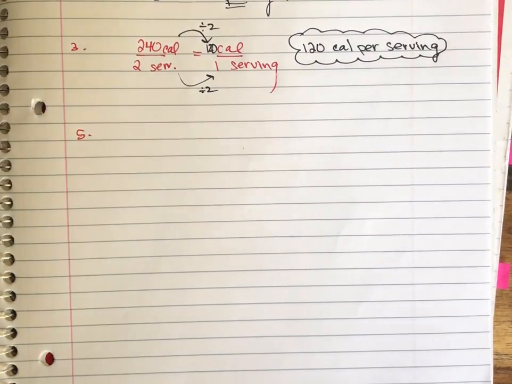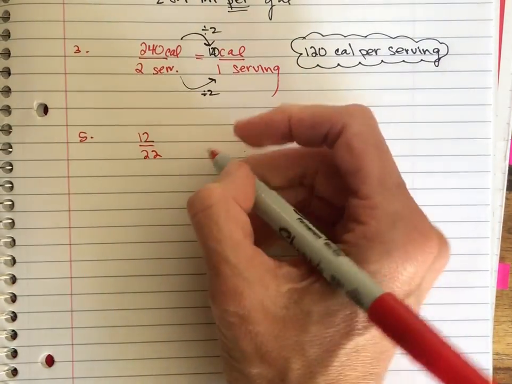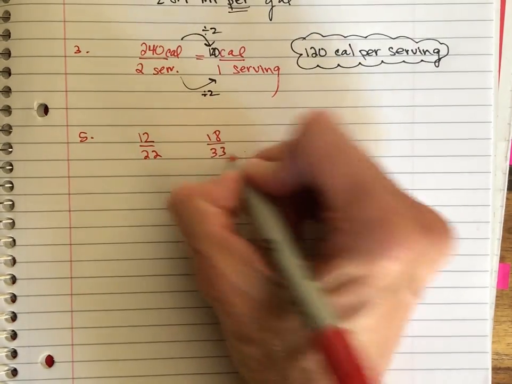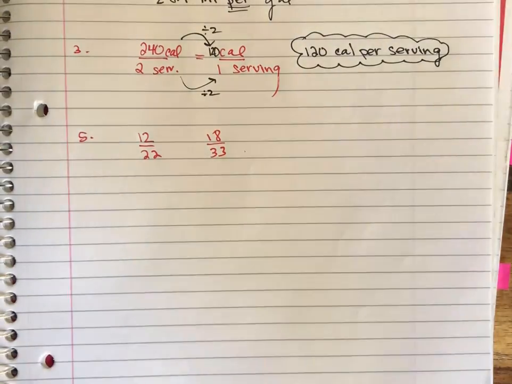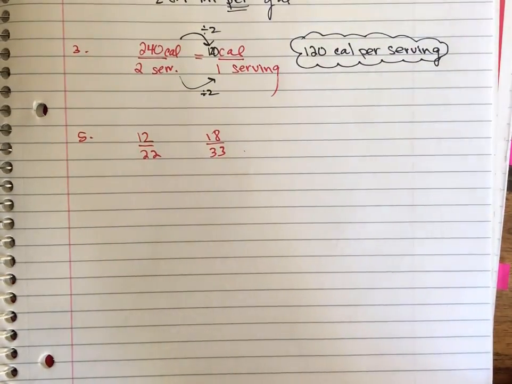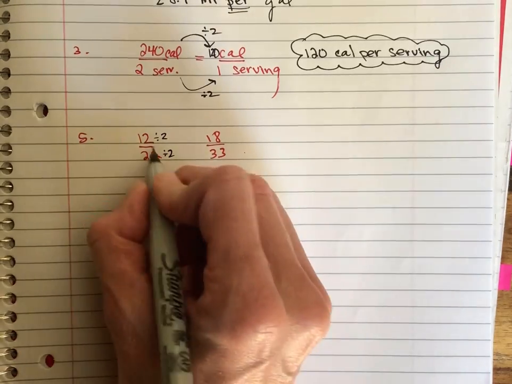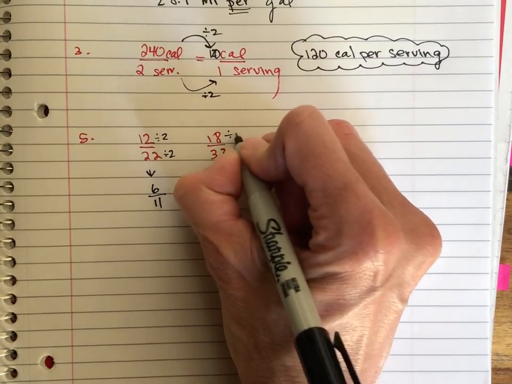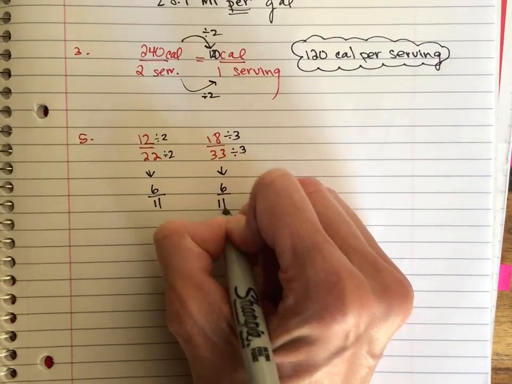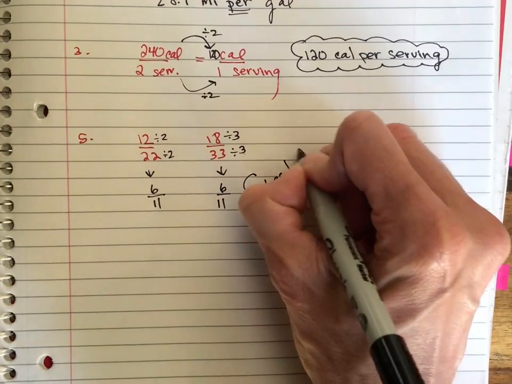Tell whether the rates form a proportion. So we have a couple options for doing this. We're comparing 12 and 20 to 22 and 18 to 33. So one way we can do this is to reduce. We can find cross products. It doesn't really matter. We can find a common denominator. I'm just going to reduce. So I'm going to divide these by 2, and I get 6 over 11. Then I'm going to divide these by 3, and I come up with 6 over 11. Because the ratios are equal, we would say, yes, they do form a proportion. Okay?